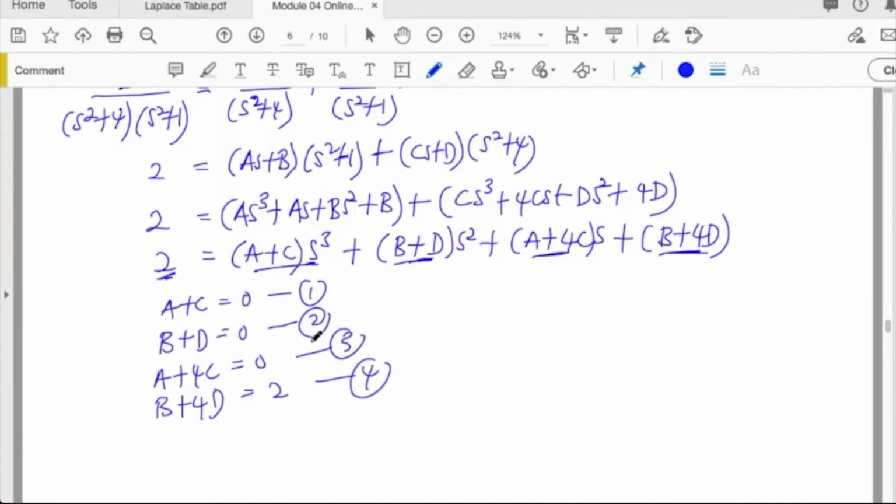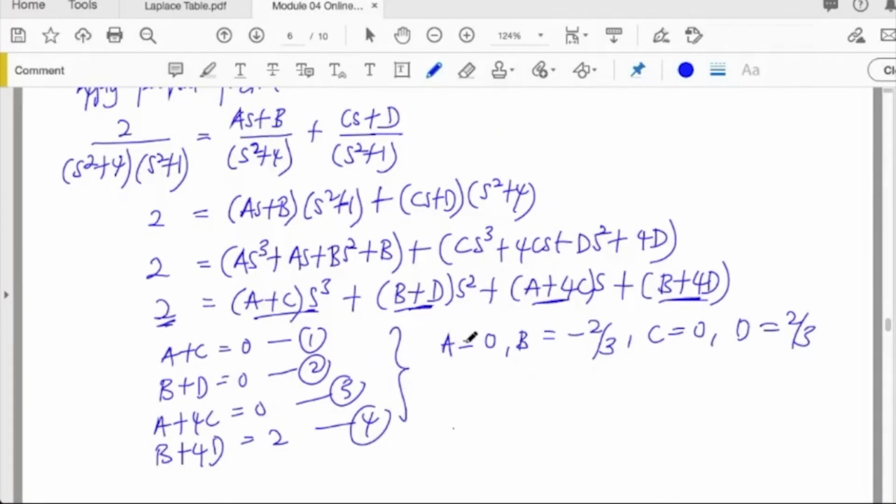So that would be our fourth equation. If you solve these four equations, it will give you a equal to 0, b equal to negative 2 over 3, c equal to 0, and d equal to 2 over 3. Once you have your a, b, c, and d, you put the information back inside the equations.